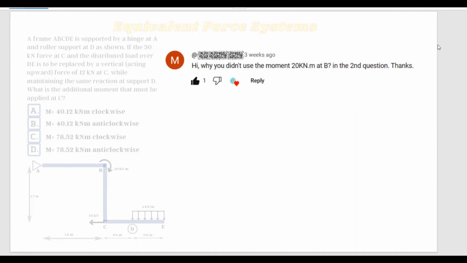So the simple way to explain this is, let's say the moment at point A equals 7. That's before we make the changes. And the moment at point A after we make the changes, let's say equals 5. So we have to find the difference between 7 and 5. The difference is 7 minus 5 equals 2. And that's without adding the moment at B.